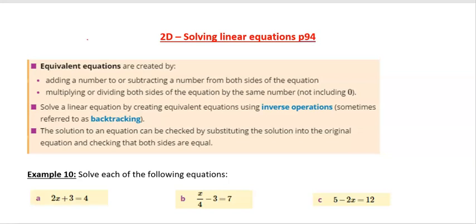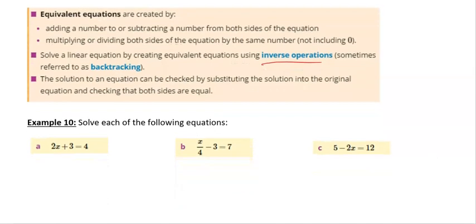Right, we solve linear equations by making sure whatever happens on the left-hand side also happens on the right-hand side. That keeps the two sides equal. So whatever we do will be the inverse operation, the opposite. So if we're multiplying something on the left-hand side and we want to peel that away, we do it to both sides, sometimes called backtracking. And you can substitute back into the equation to check that it worked.